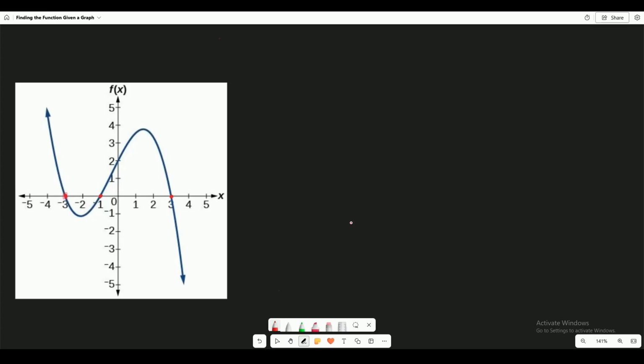So our roots are given as x is equal to negative 3, x is equal to negative 1, and x is equal to 3. Cool. And we have the y-intercept right here in green. Our y-intercept has the coordinates 0, 2. We're going to use this to find the scale factor if it's not 1. We can't assume it's 1. It might be 1, but we don't know. So now we're ready to write our function.